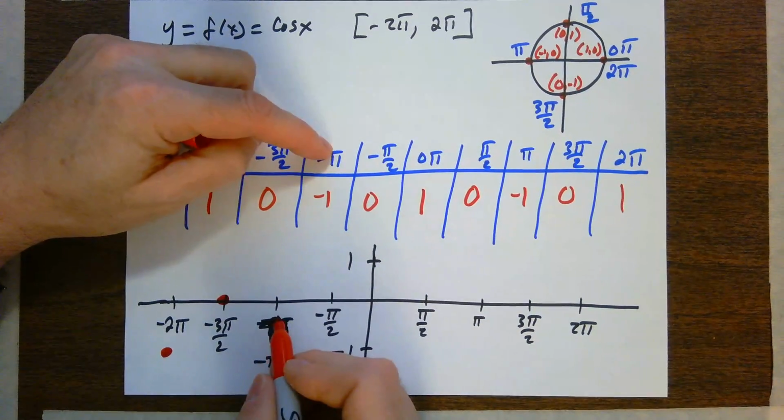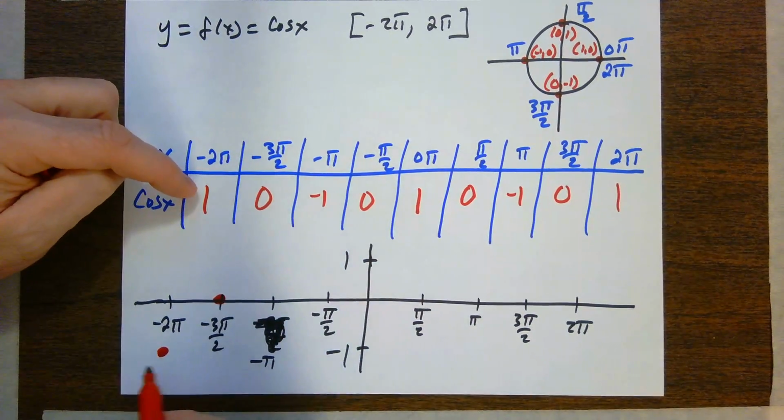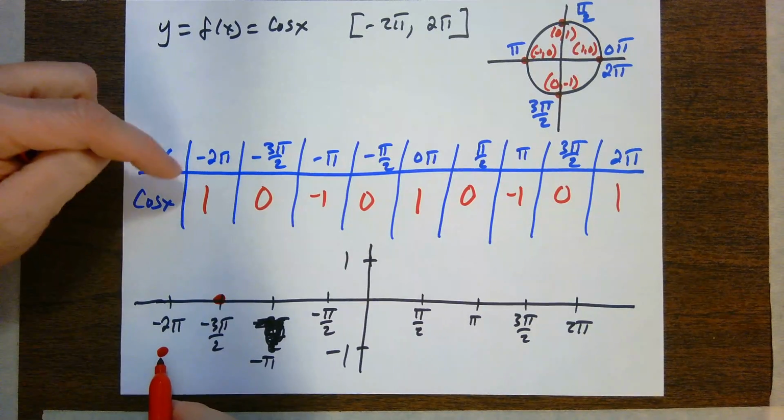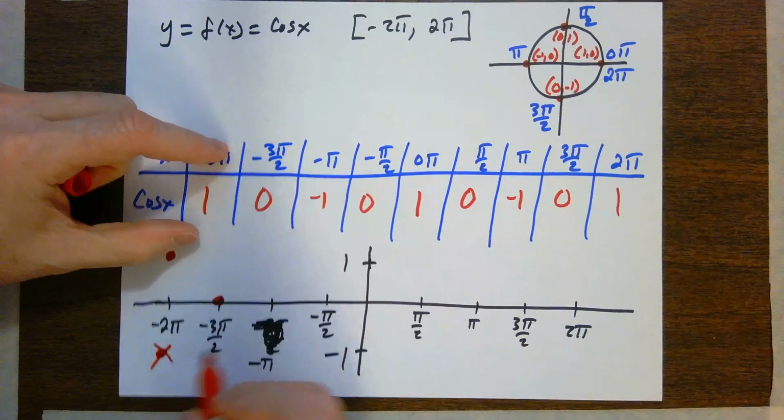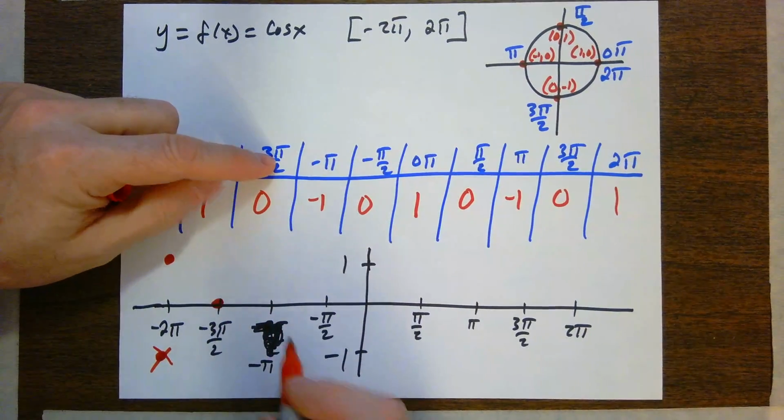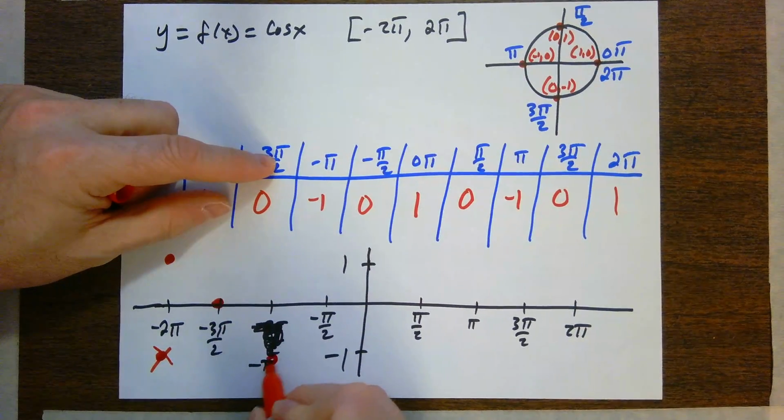At negative pi, oh, I did it, didn't I? This should be a 1. I put it down here. This should be a positive 1. It should be up here, not down there. 0. Here is going to be negative 1. It's going to be down here.